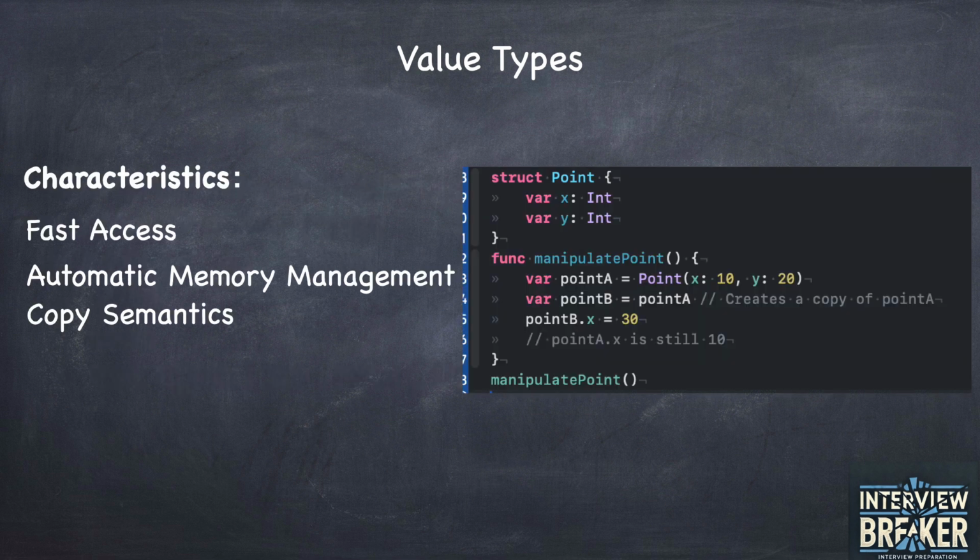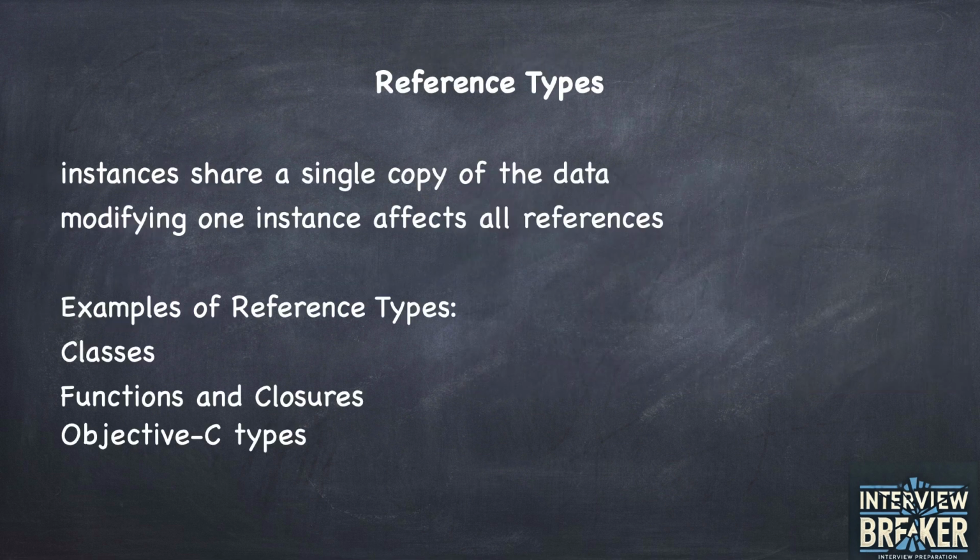Characteristics: fast access. Stack allocation allows for quick access and deallocation as the memory is managed predictably. Automatic memory management. Memory for value types is automatically allocated and deallocated when they go out of scope. Copy semantics. Assigning a value type to a new variable or passing it to a function creates a copy of the data. In this example you see on the screen, point A and point B are separate instances with their own copies of data.